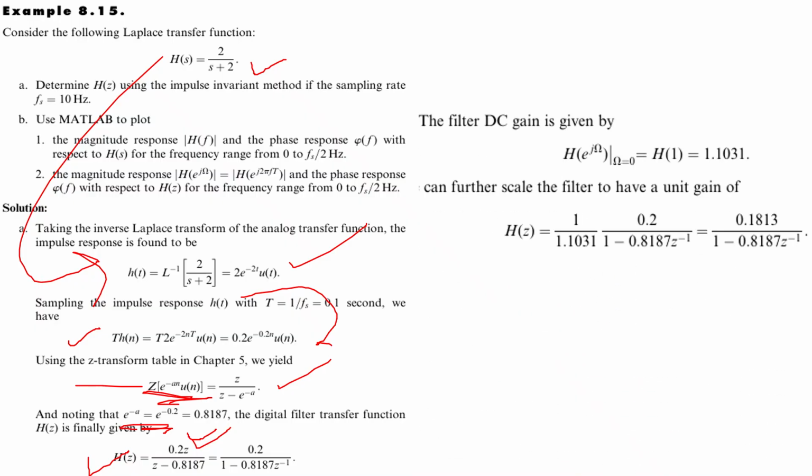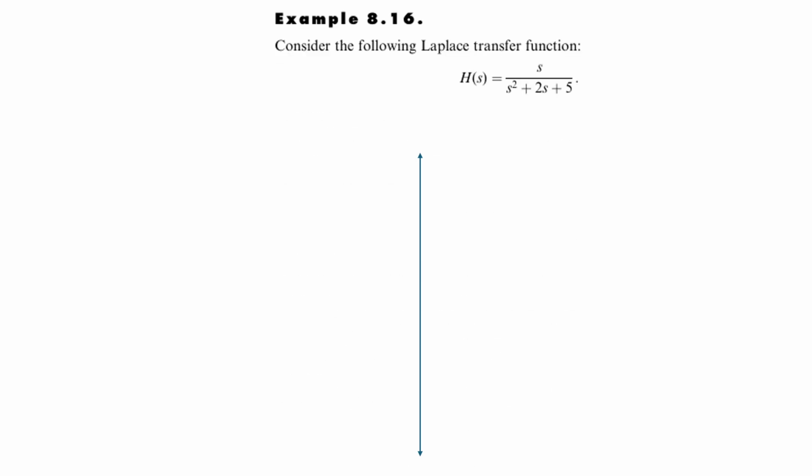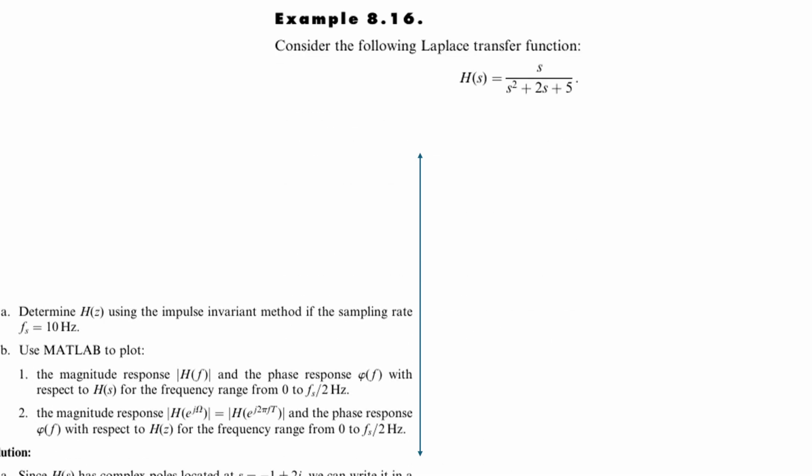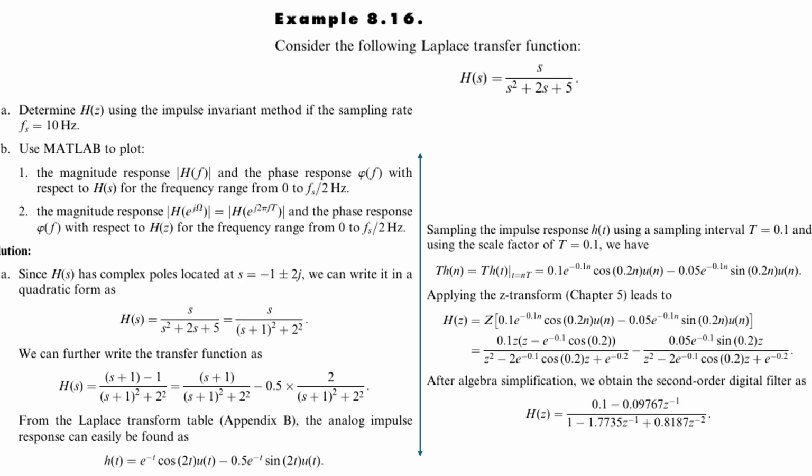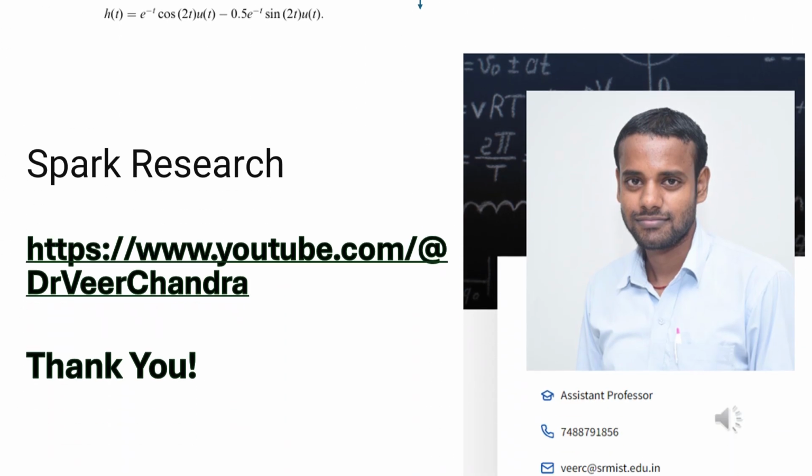So here omega is equal to 0 now. In that case you will get the h of e to the j omega, so that will be equal to h of 1. And similarly, after finding the value of h of 1, you will get the h of z. So this is actually the inverse type of method to find out the filter design technique. So you can check some more questions. Thank you.